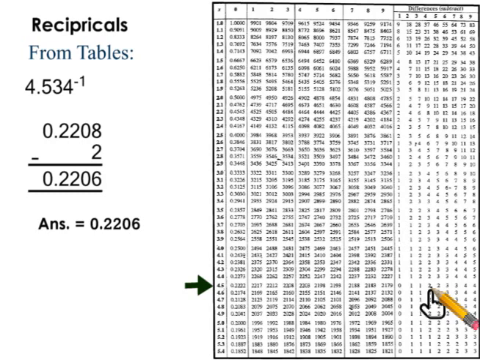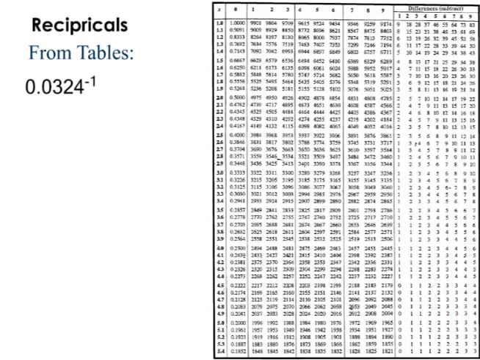For numbers less than 1 and greater than 9.999, we first express them in standard form. For example, the reciprocal of 0.0324. In standard form, that will be 3.24 times 10 raised to power negative 2, and then the reciprocal of everything. 3.2 is here. The column of 4 meets us here. The number is 0.3086. We have no third decimal place, and so we end here.